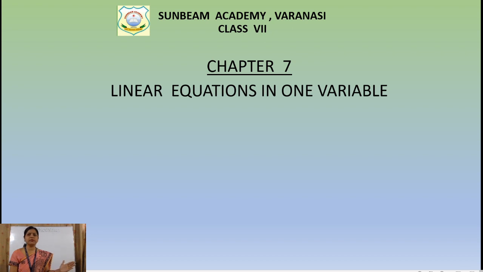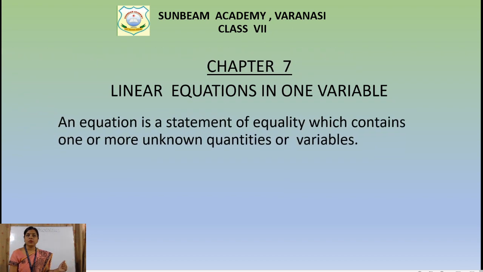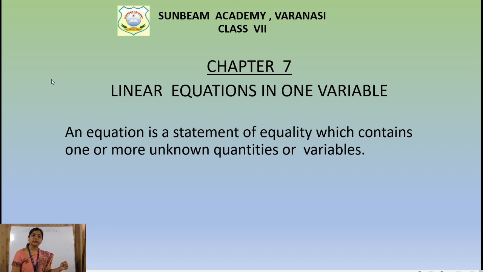Mathematics is a very interesting topic, children. Now if we talk about the definition, what is it? An equation is a statement of equality, like LHS is equal to RHS, which contains one or more unknown quantities. They are called variables. So this is the definition: an equation is a statement of equality which contains one or more unknown quantities or variables.